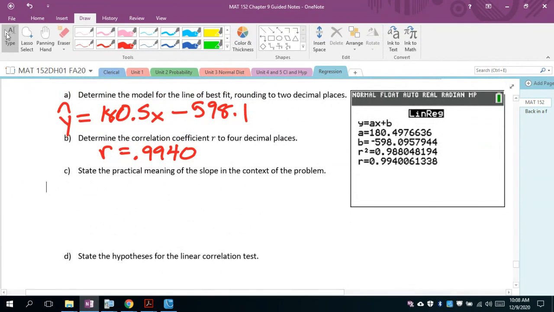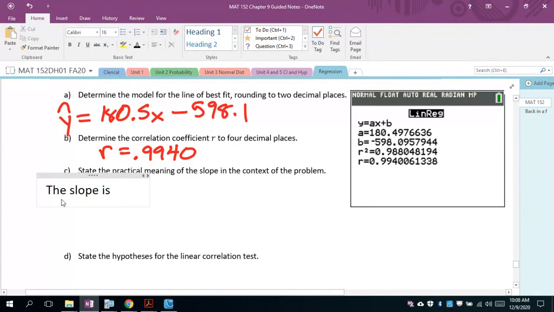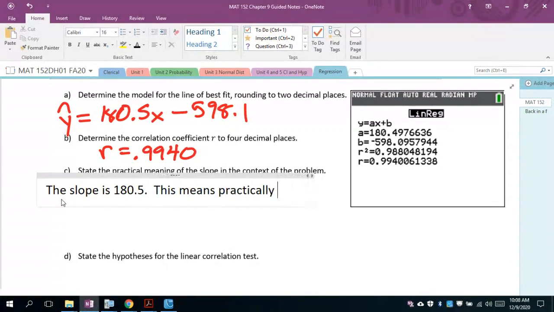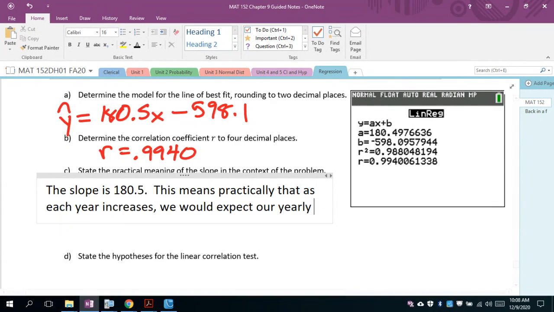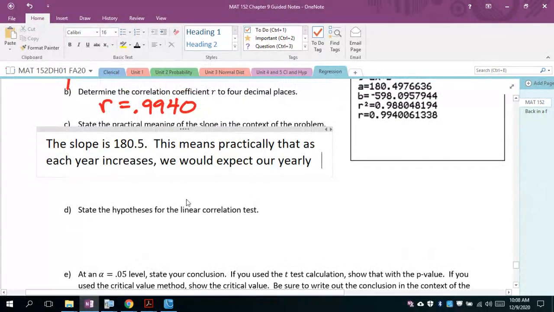Now, the practical meaning of the slope. First off, we have to identify the slope. The slope is 180.5. This means practically, as each year increases, we would expect our yearly profit, is it profit or revenue? Profits. Profits are good. By $180.5 million.